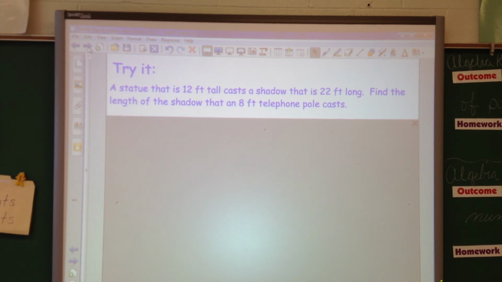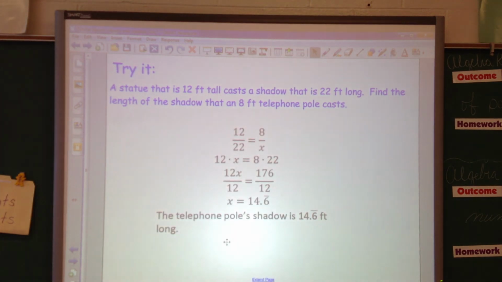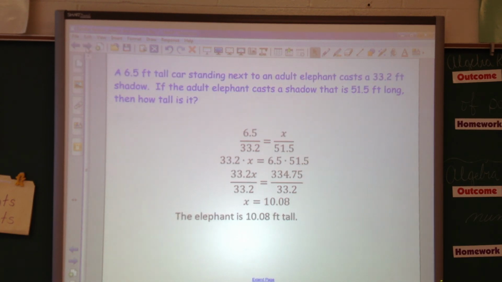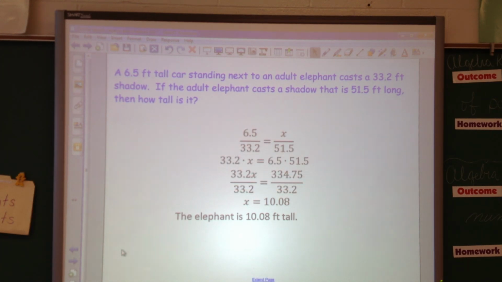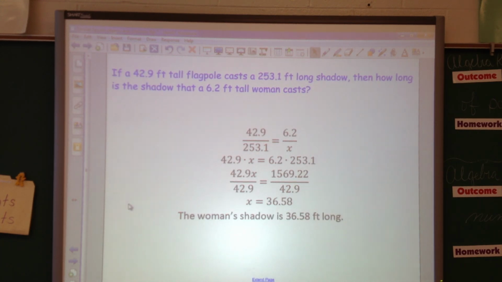Now I'd like you to try the 3 problems on the back by yourself. Pause the video so you can do that, and then I'll show you the answers so you can check yours. So here's the first one. There's the second one. There's the third one. So check your answers and see how you did.